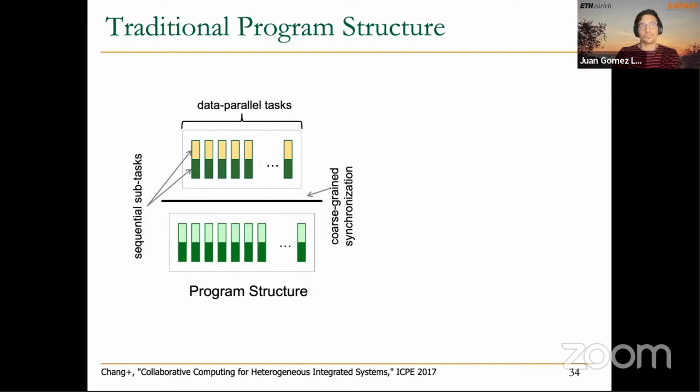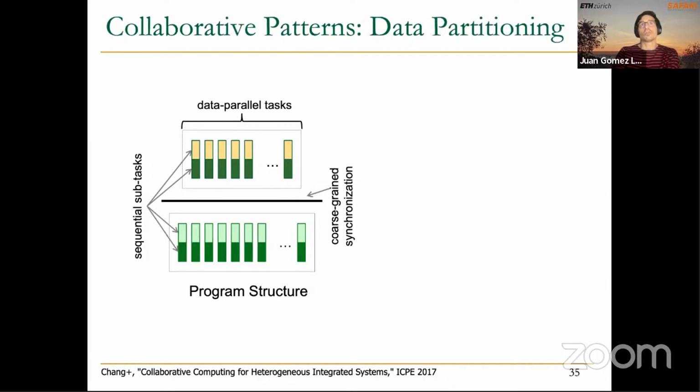So the first way of taking advantage of the parallelism and the heterogeneity that we have here, I'm talking about heterogeneity because we have different tasks before the coarse grain synchronization and after the coarse grain synchronization, and we also have different subtasks that compose each of the individual tasks.